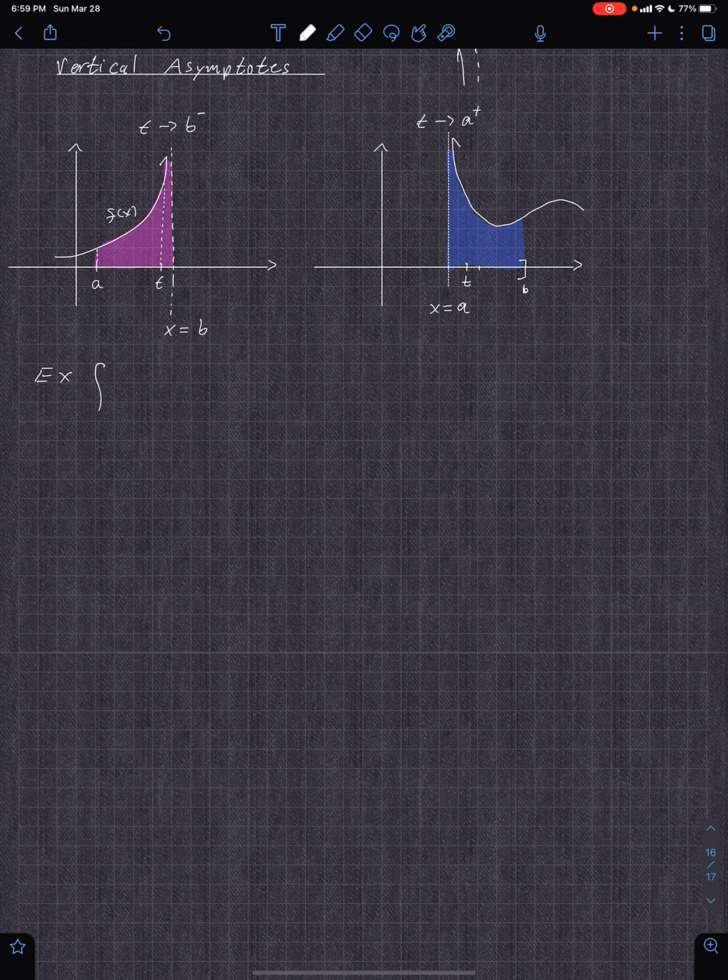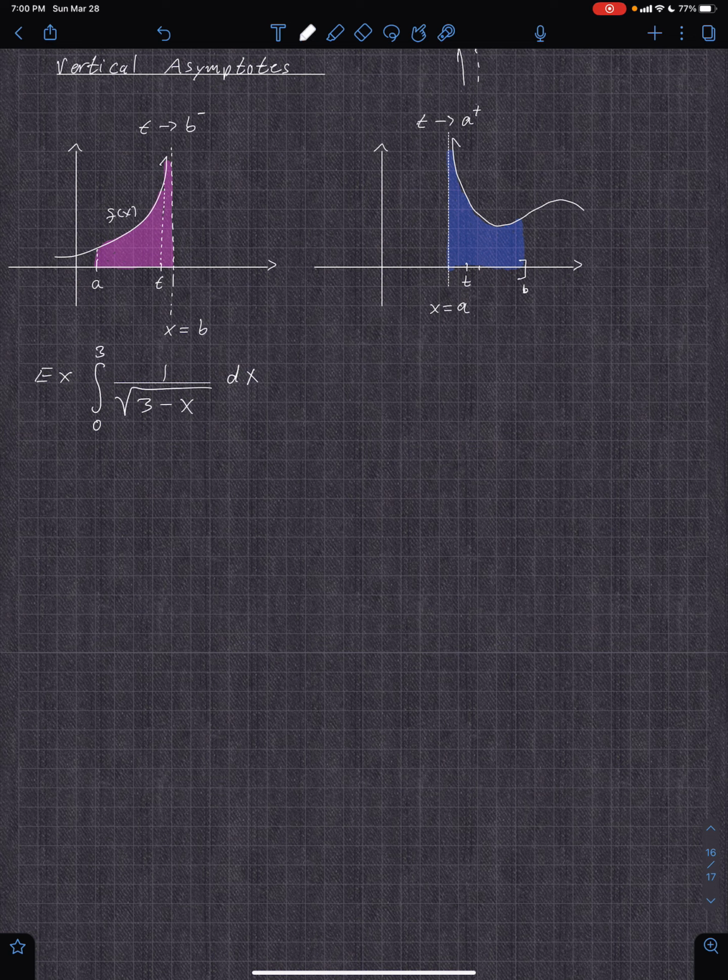Suppose you have the integral from 0 to 3 of 1 over the square root of 3 minus x dx. And so we can see if you just were to integrate and substitute in, this is the function, but it's undefined at 3. So plugging in 3 here, you can't do that. Obviously you've got to integrate first, but that doesn't work. So you need to take a limit.